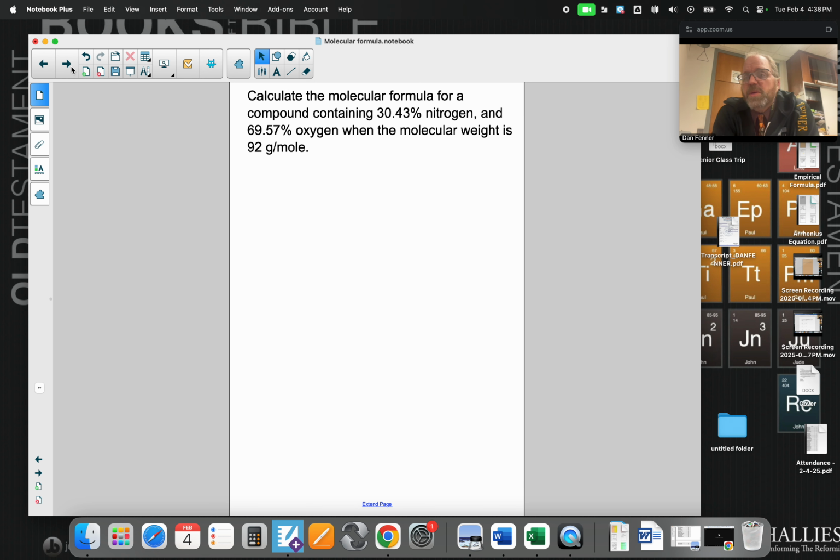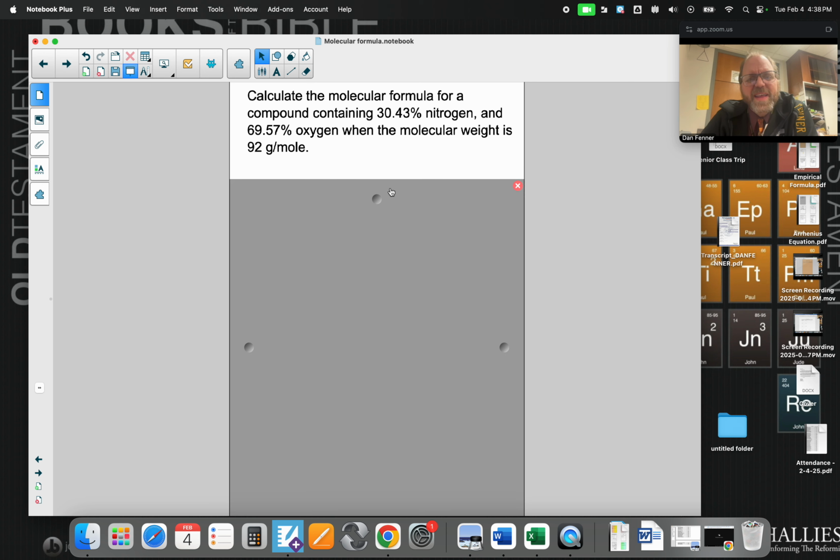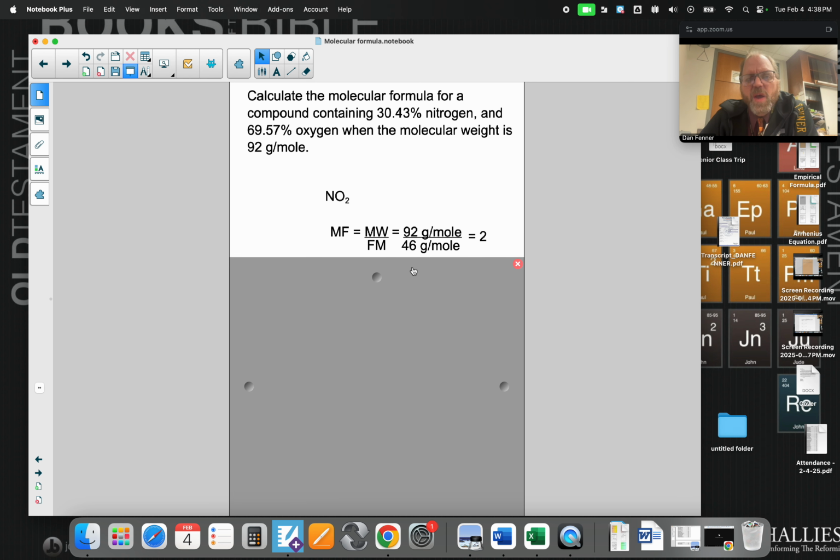All right, last one. I want you to do this all on your own. Start all the way through. Find the empirical formula first. Then take the molecular weight, which is listed right here, divide by the formula mass from this compound, get a number, multiply through. Let's see what we come up with, okay? Pause it. Work it through. All right, here we go. Answer. So it's going to be NO2, multiple 2, formula N2O4.